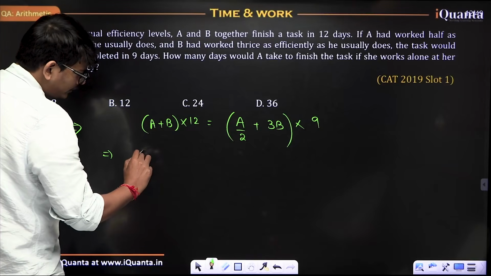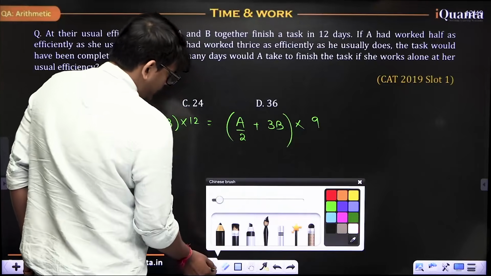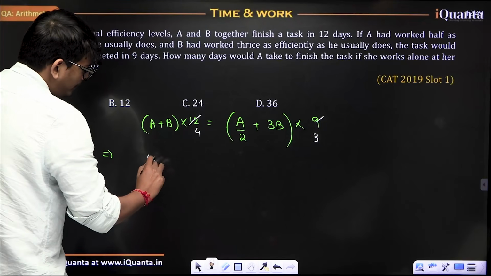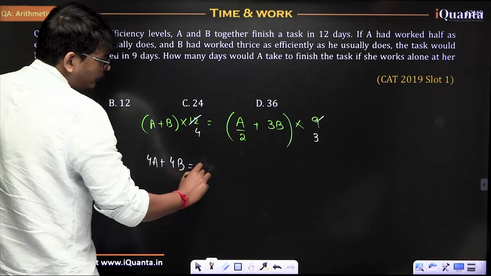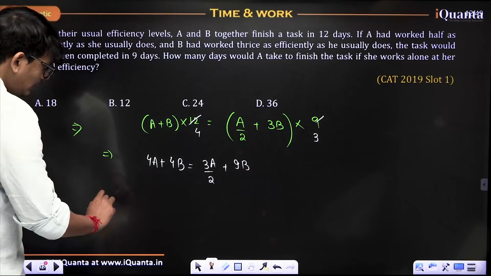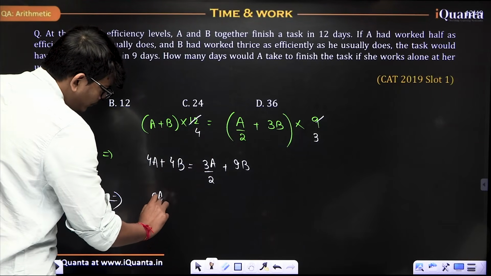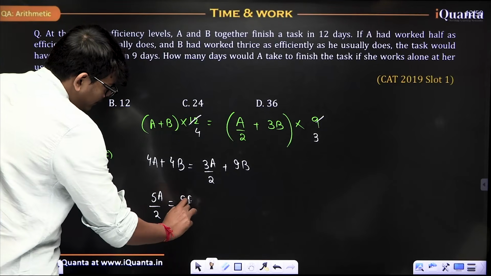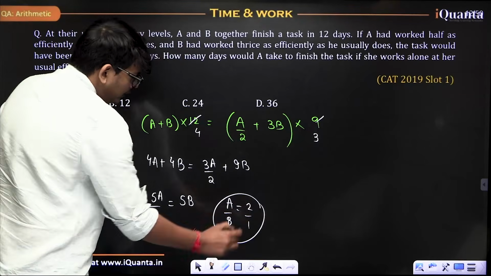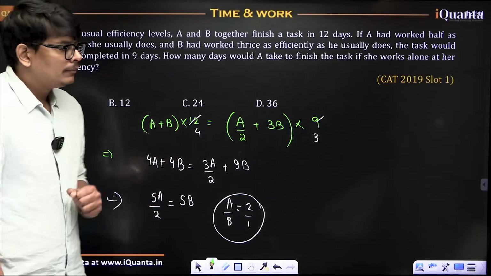So let's keep simplifying. 12A. Okay, I can cancel this out now. Let's cancel this out by 3. Okay, 4A plus 4B is equal to 3A by 2 plus 9B. So when you subtract this, you will get 5A by 2 is equal to 5B. 5 and 5 cancel out. So A by B is equal to 2 by 1. So we can say if efficiency of A is 2 units, efficiency of B will be 1 unit.